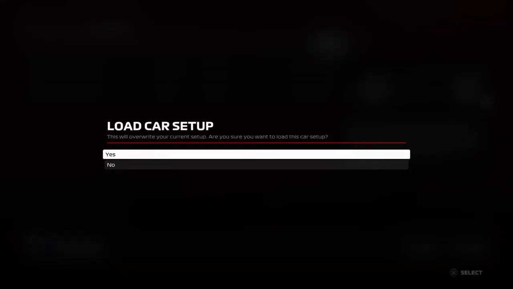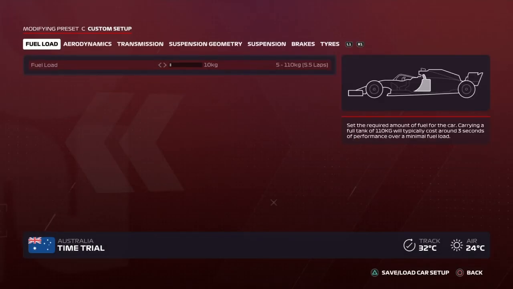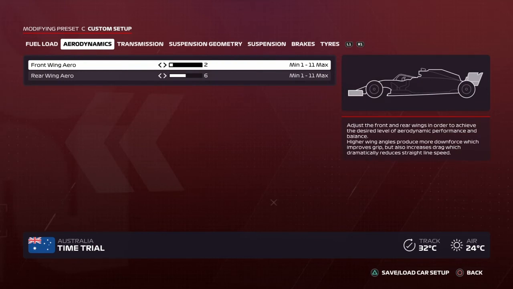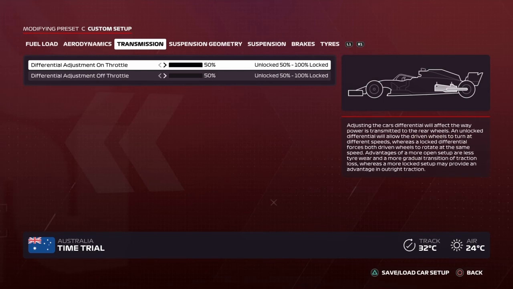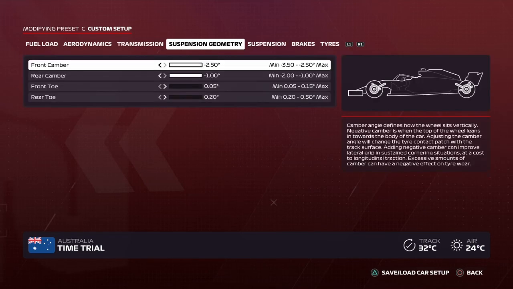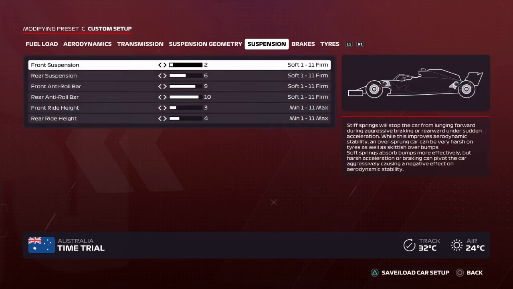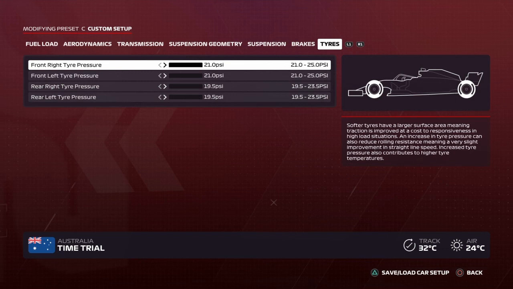Heading over to Brazil for the penultimate round of the season, we've got 2.6 on the wing, 50-50 on the transmission, right, right, left, left for suspension geometry, 2.6, 9.10, 3.4 on the suspension, and all the way to the left for the tyres.